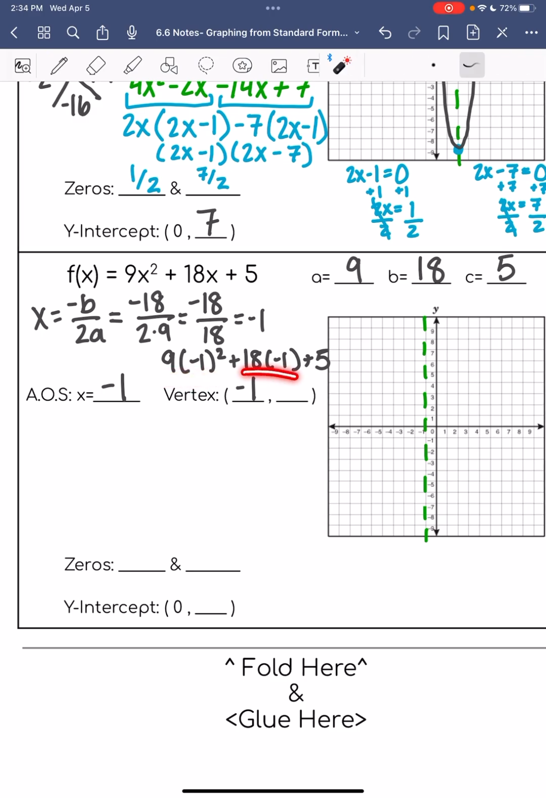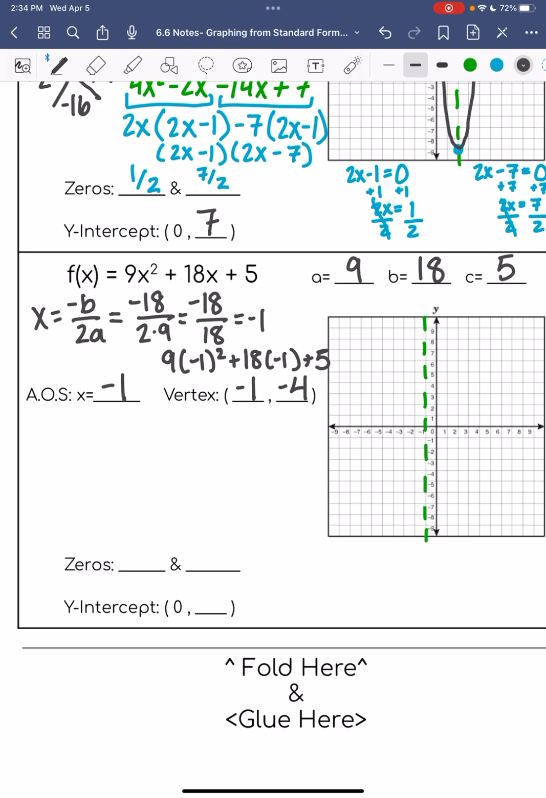And then 18 times negative 1 is negative 18. So now I've got 9 minus 18, which is negative 9, plus 5. So that is negative 4. Okay. So that is 6.1. Negative b over 2a. Plug it in.